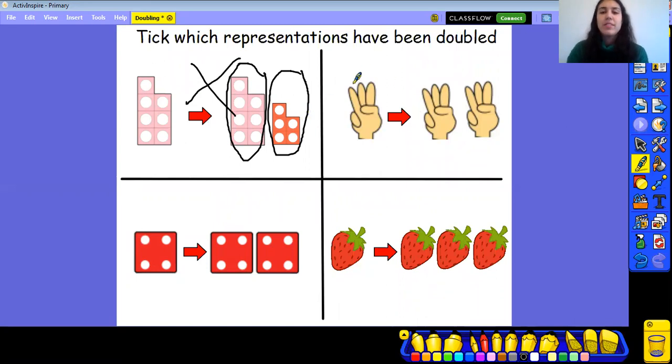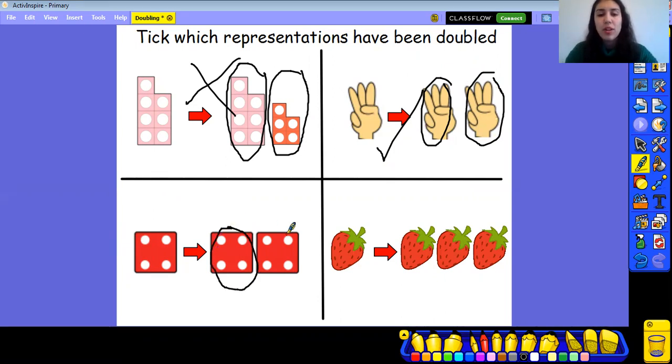Is this doubling? I'm starting with 3 fingers, and then I need to have 3 fingers and 3 fingers. Well, that means I've got 3 and 3. It's the same. I've got 2 equal groups of 3. So this is doubling. Is this doubling? I'm starting out with 4 dots on my dice. What happens to it? Well, I now get 2 lots of 4. Well, my groups are equal. I've got 2 of them, so that is doubling.